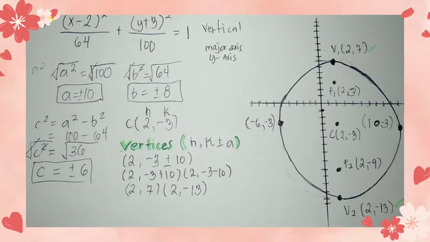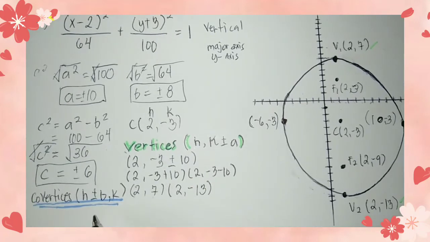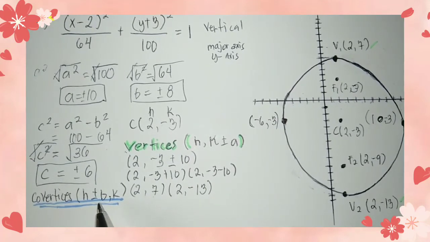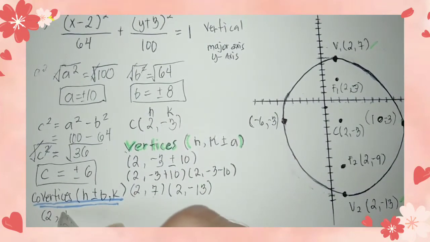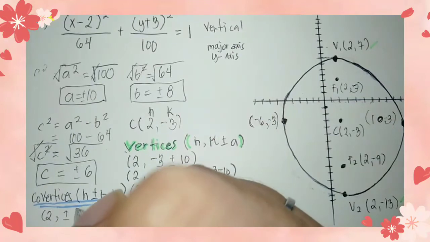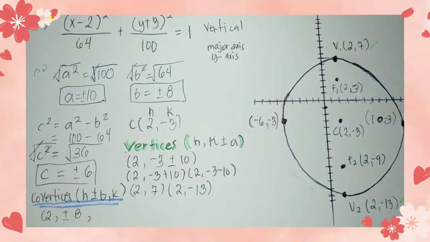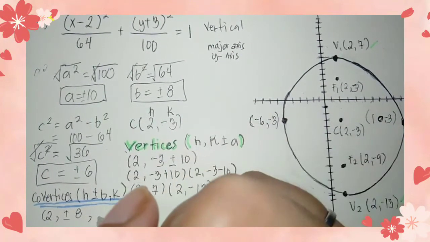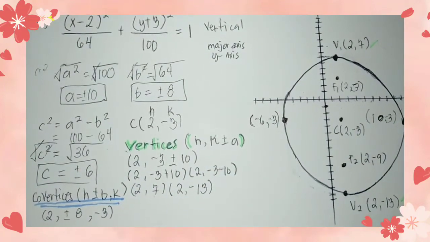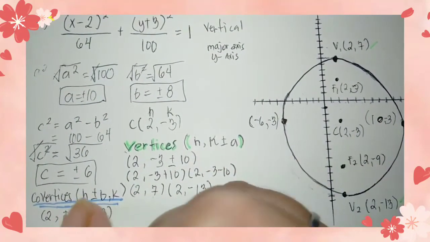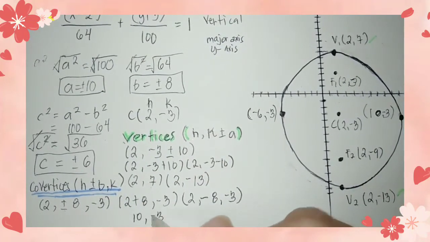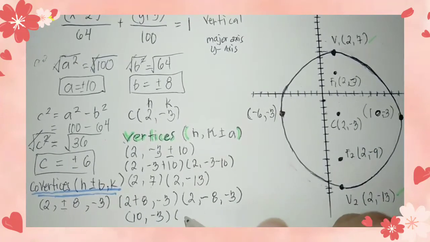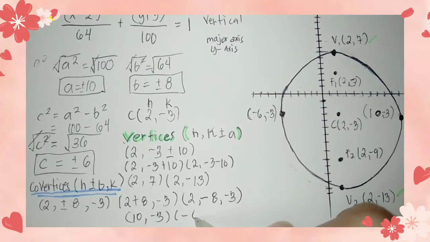Next is to check our co-vertices. It is H plus and minus B or positive and negative B and K. So, of course, ang ating H is 2. Ang ating B is, of course, 8. Alright? And then, ang ating K is negative 3. Okay? Then, right after that, of course, paghiwalay natin si positive and negative. So, 2 plus 8, of course, 10 and negative 3. And the other one is 2 minus 8, of course, negative 6 and negative 3.